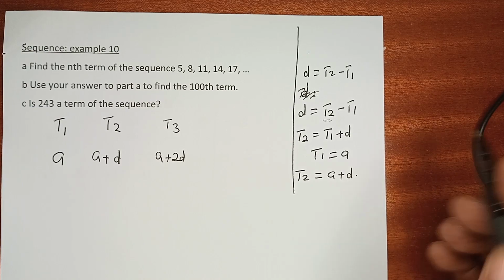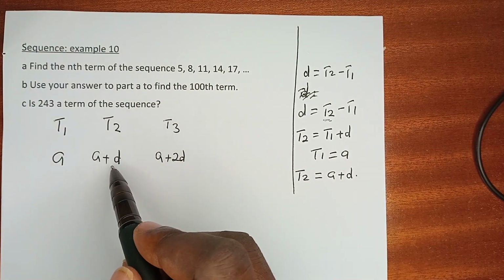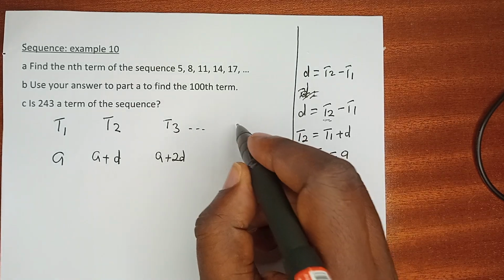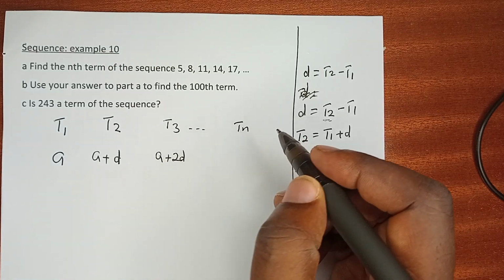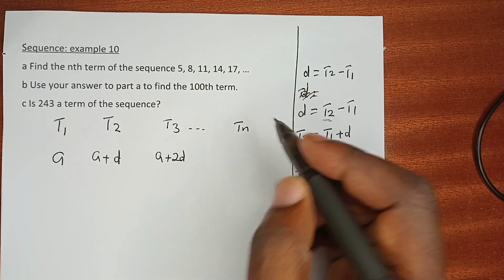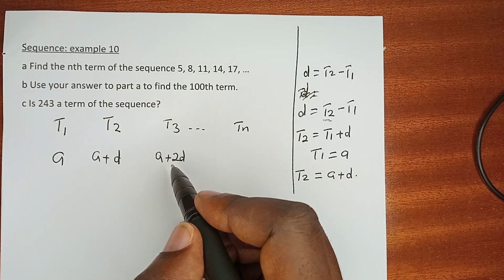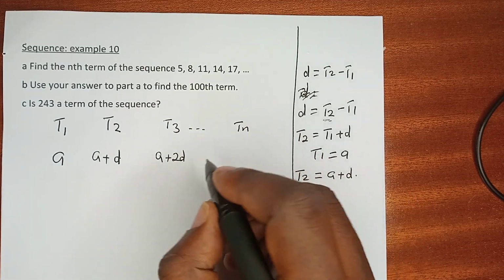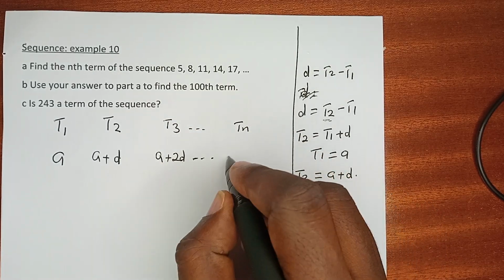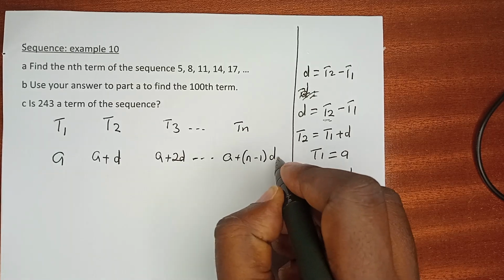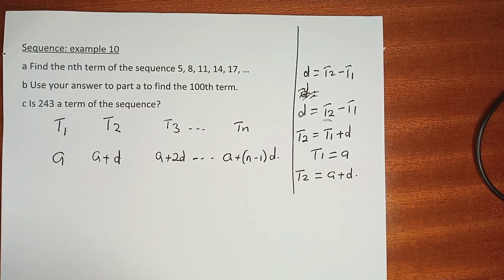That is it. So in term 2 we have 1D, in term 3 we have 2Ds, all the way in term n we must be having n minus 1 D, because in term 3 we have 2D, so D is always one less than the position. So in term n we have A plus n minus 1 D, and that is the formula we need for the question.